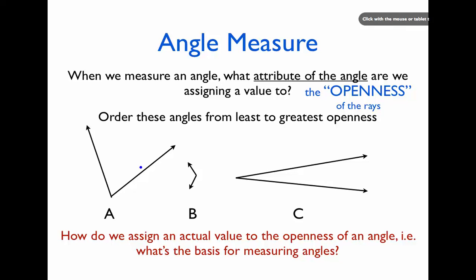Okay, so here's what you're saying. I think what you're saying is it depends on how far from the vertex you are. So that's part of it. That's part of measuring this openness. Part of the openness is looking at how far away from the vertex we are. Okay? Other ideas for measuring openness?